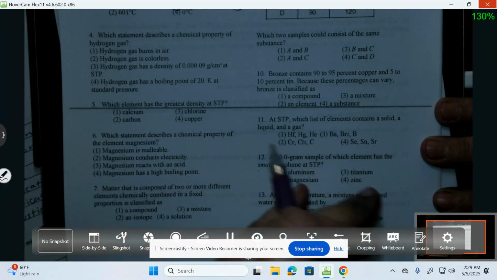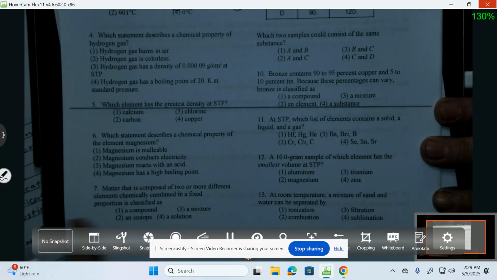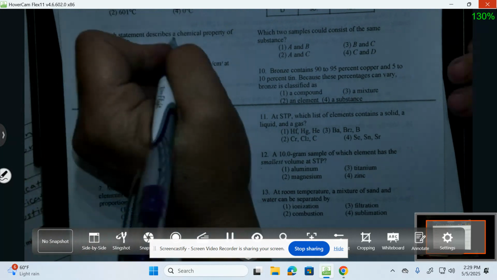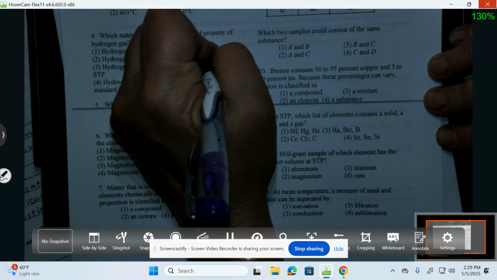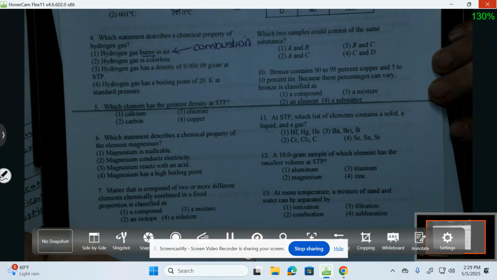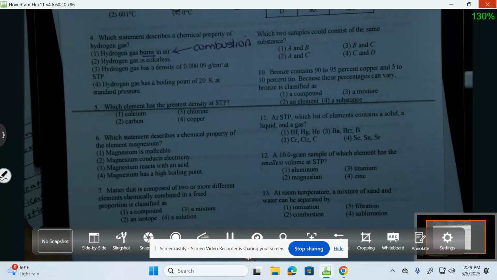All right, chemical property of hydrogen gas. Chemical property means it has to be doing something. It's got to be changing. So which one of these gives us a chemical property of hydrogen gas? 1. It's burning. That's combustion. Combustion is burning. Burning is a chemical change.